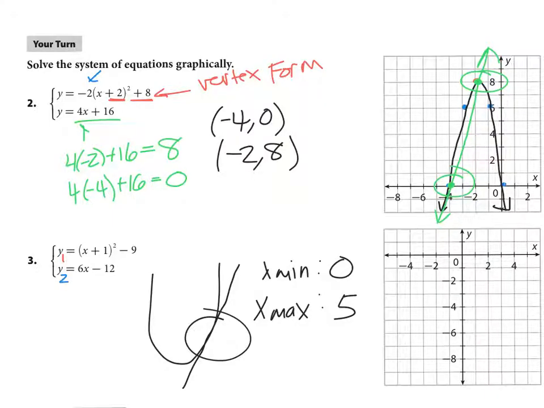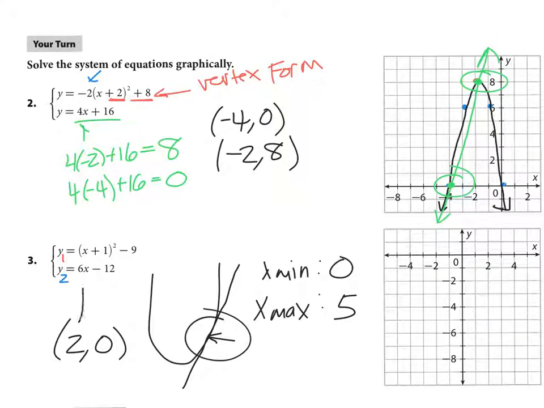Now in this case, I can see it looks like it just hits it at one point here. So I'm going to go to second, trace, number 5, intersect, and then press enter 3 times. And I get the point 2, 0.